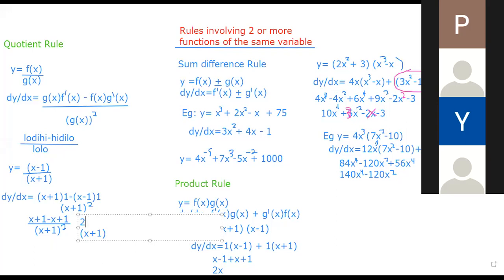Okay. Just leave the lower one as it is. Leave it as it is. Okay, don't worry yourself there. That's all. So this is the answer for that particular question.